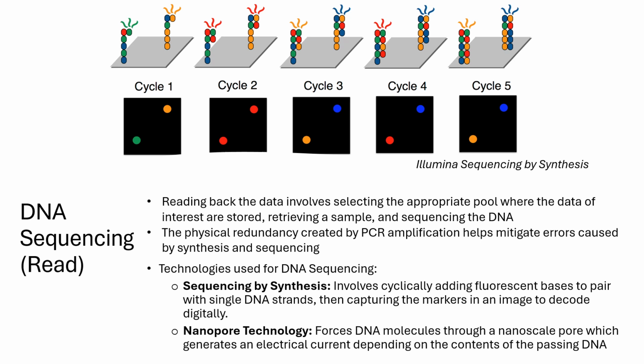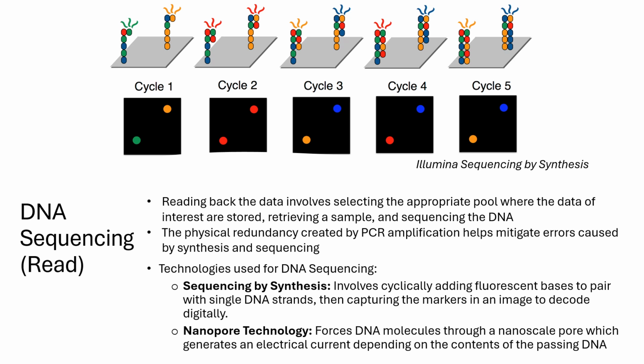Once the pool is flooded with the target strand from the PCR reaction, a sample can be taken to sequence or read the data. The most common method for this is sequencing by synthesis, where single DNA strands are read in parallel base by base using fluorescent markers. In the example, red pairs with green and yellow pairs with blue.